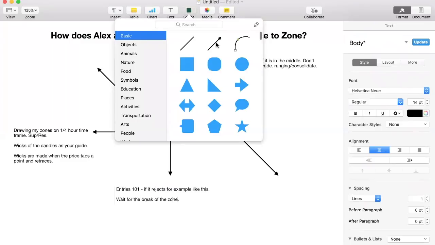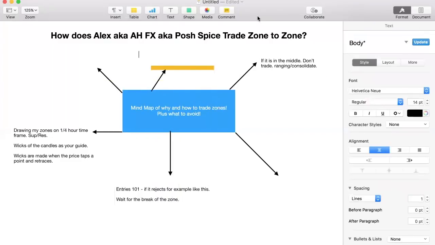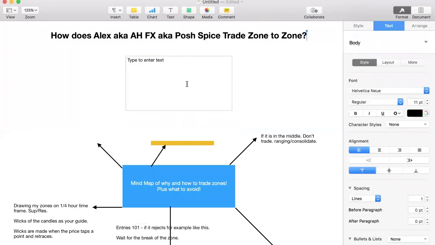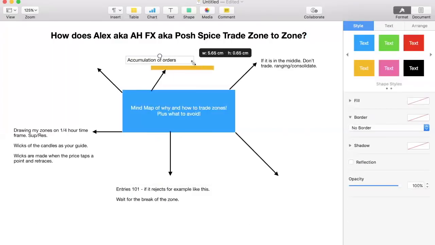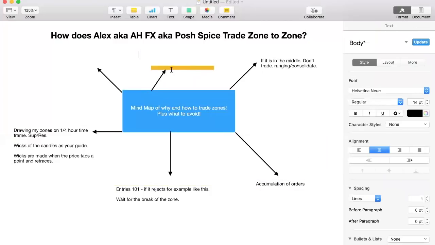And you might have an accumulation of orders as well, so keep an eye out for that. That's while that's on my mind. Accumulation of orders, I'll come back to that, but I just wanted to make sure I've got that down. That's the little bullet point over there.